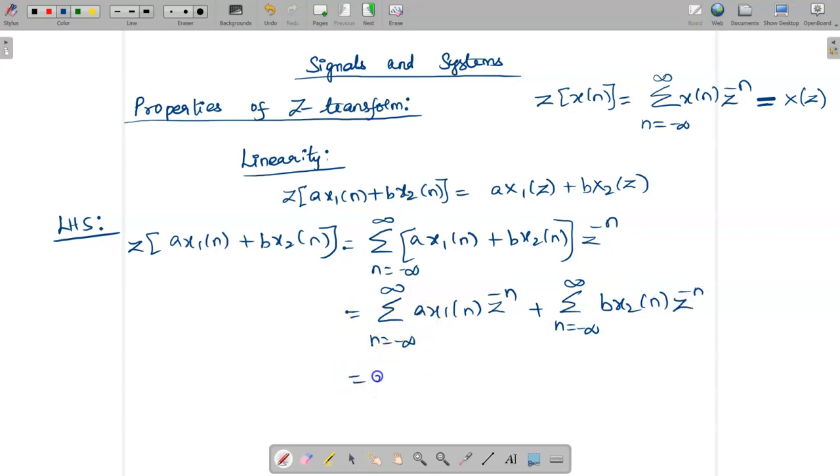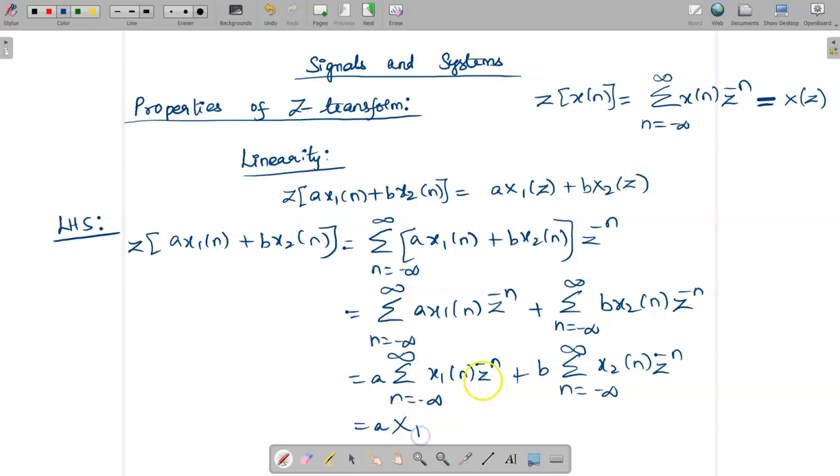Here a is constant, take outside. Summation n equal to minus infinity to infinity x1 of n z power minus n. Take b constant, which is outside. Summation n equal to minus infinity to infinity x2 of n z power minus n. Now compare this term. x of n, we are writing it as capital X, and then leave the power minus n, the z we have to write. Similarly here, instead of x of n, I have here x1, so write it as capital X1. Similarly here also z power minus n is there. Leave minus n, whatever the base available you write here.